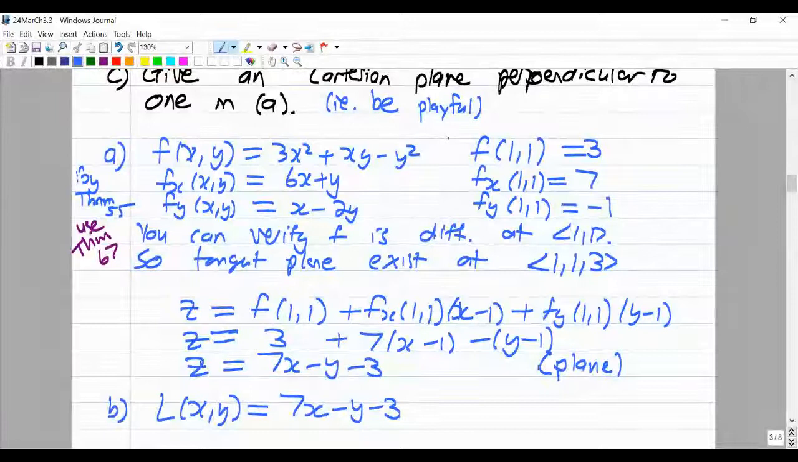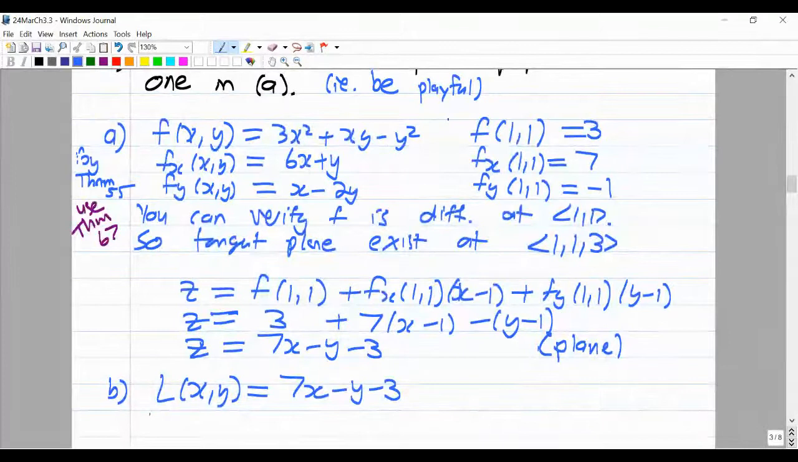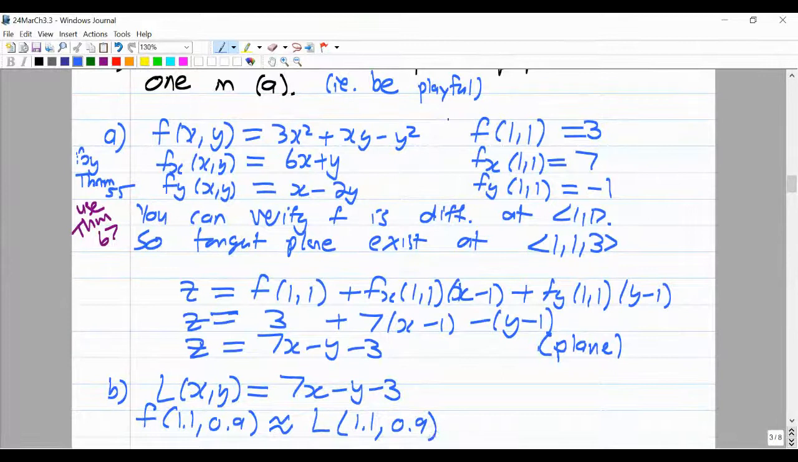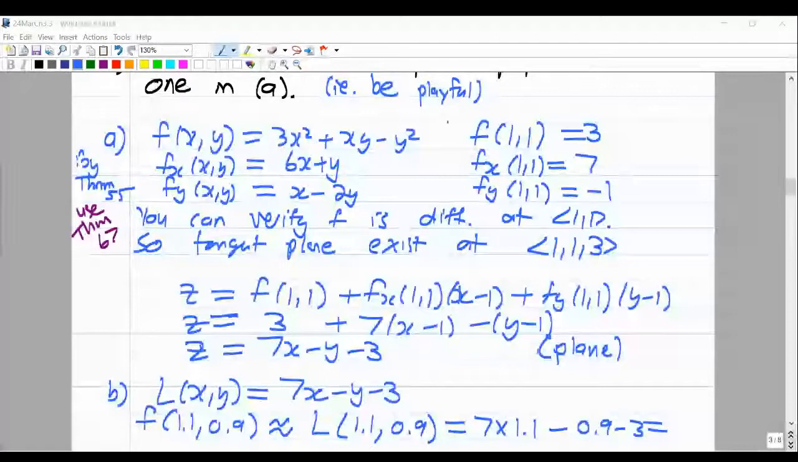All right. And now what we do next is we say that the function at the point (1.1, 0.9) is approximately, when I plug in (1.1, 0.9) into the linear approximation, 7 times 1.1 minus 0.9 minus 3. And who can tell me what this value is without a calculator? So L is a function of two variables, great. And now we plug it in. You can see 1 is close to 1.1, 0.9 is close to 1. What is this without a calculator?